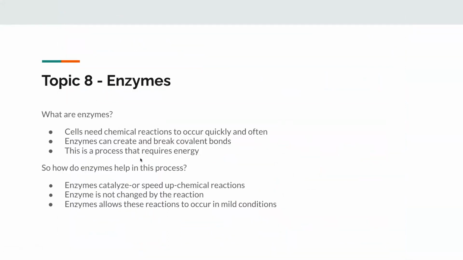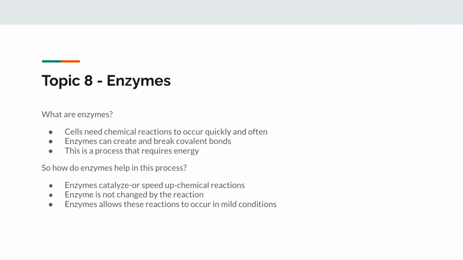Okay. So now to go into topic 8, which is enzymes. So what are enzymes? Enzymes are proteins. And we know that cells need chemical reactions to occur for every single function. And they need to occur quickly and they need to happen often. And enzymes are these proteins that can create and break covalent bonds, but creating and breaking covalent bonds requires energy.